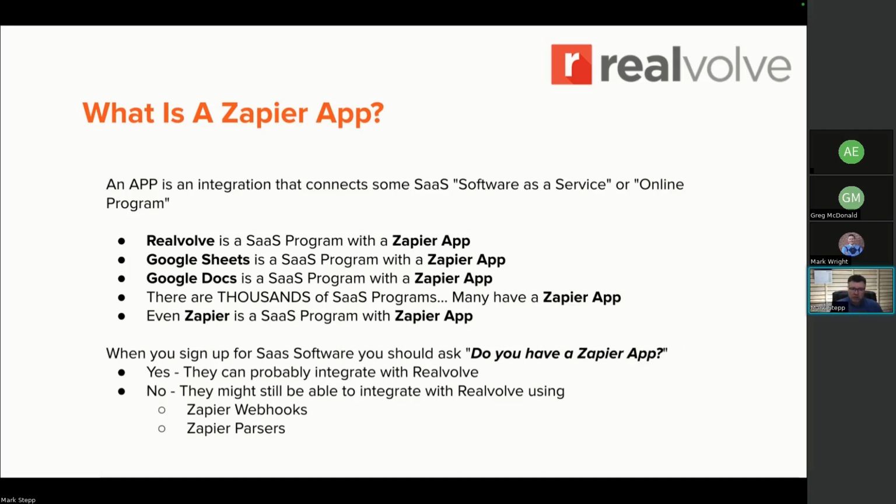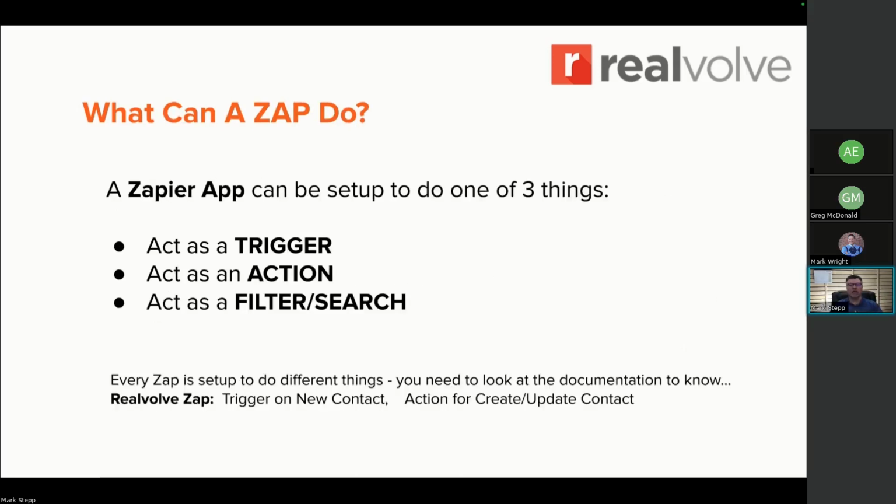If they don't have their own Zap or integration with Zapier, there are some ways around it. You can use webhooks and parsers. Those are much more advanced, and I don't really want to get into those, but it's something to think about whenever you're looking at software as a service. Just check to see if it has the ability to integrate with Zaps, which is a good thing.